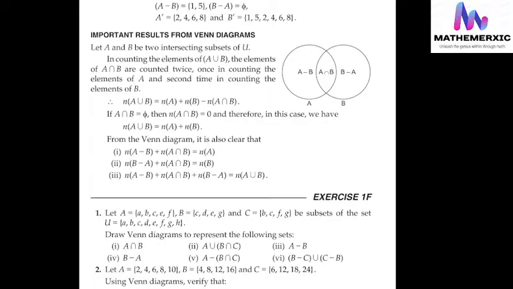Whenever we have two sets A and B, the intersection, A intersection B, is in the middle. On the left-hand side we have A minus B, that is only A elements. Here we have only B elements. The number of elements of A union B will be equal to the number of elements of A plus the number of elements of B minus the number of elements of A intersection B.